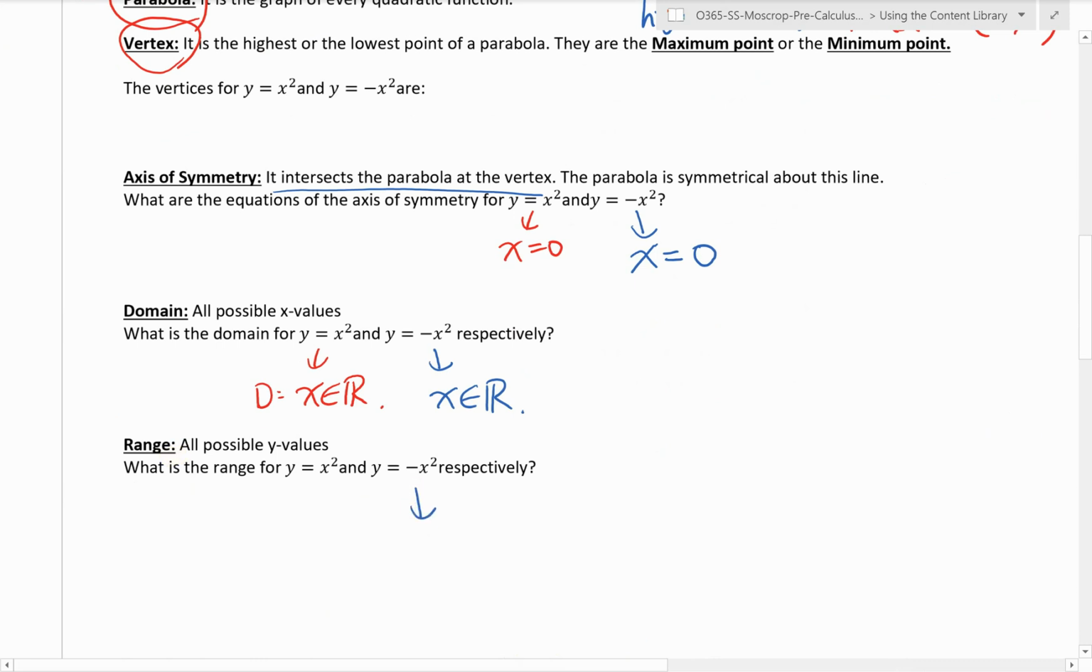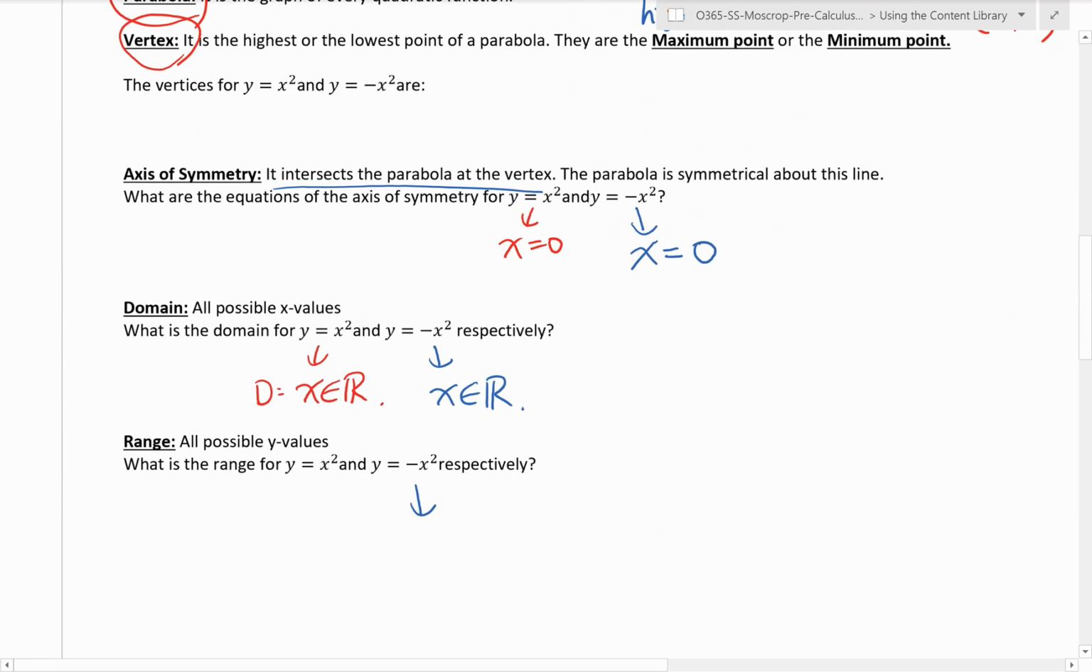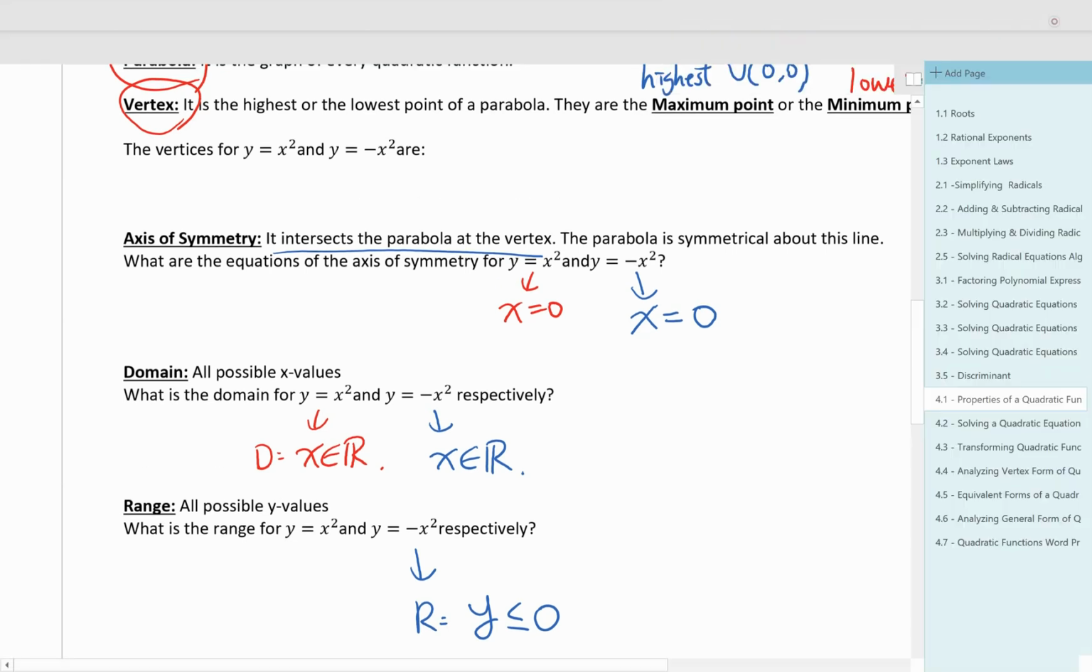So for the y equals negative x squared, well, it's going to keep going downwards. So it can be as negative as possible. However, because we do have a highest point right here at 0, 0, it does not go anywhere higher than that point, right? Therefore, we do have a maximum. So our range is going to be y can only be less than or equal to 0, right? It cannot be anything more than 0, because we have the highest y value of 0 right there at the origin.